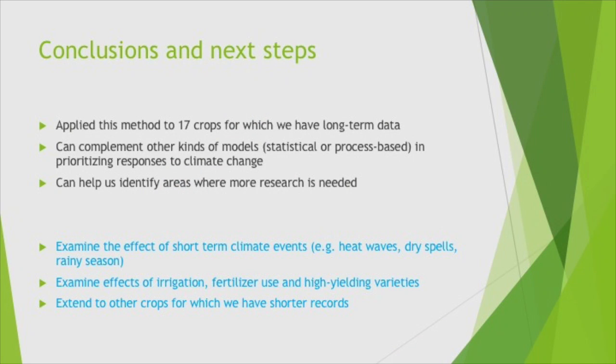So we've applied this method to 17 crops so far, for which we have long-term data in India. And these sorts of results and analyses are not supposed to replace more detailed work, including the use of the process-based crop models, as they're called. But they can complement them and help us figure out which are the priorities in terms of the crops, the climate variables, as well as the regions in terms of where we need more research.